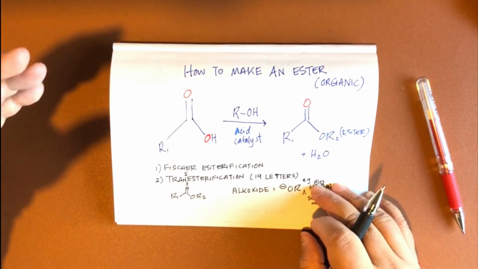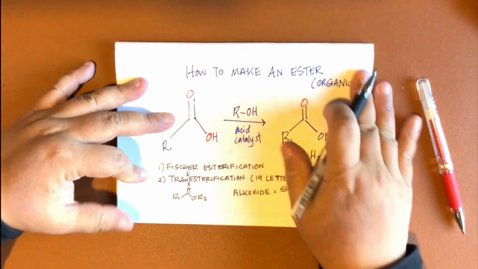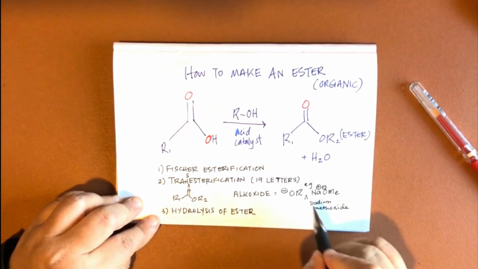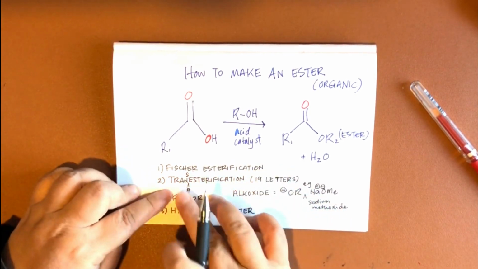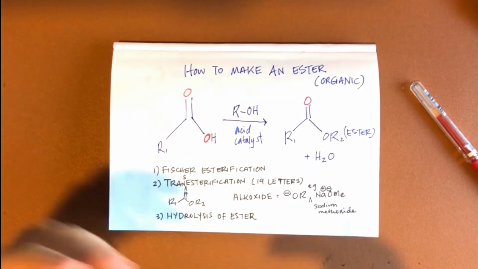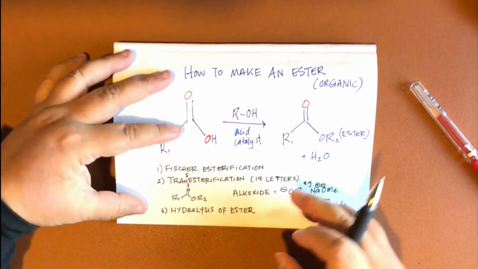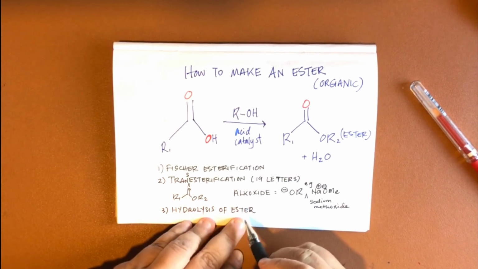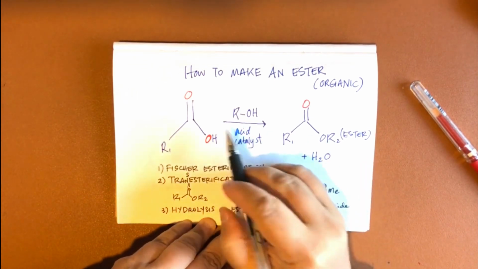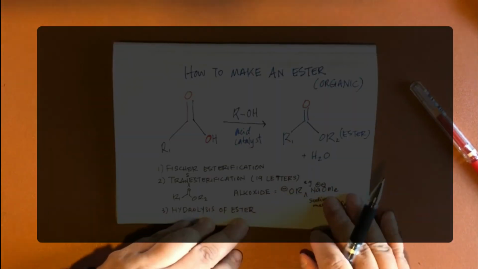So I hope you see the similarities between the three reactions here. First is how to make an ester. Second is how to swap an ester group, and third is, if you already have an ester group, how do you hydrolyze it? How do you return from ester to form back the carboxylic acid and alcohol?